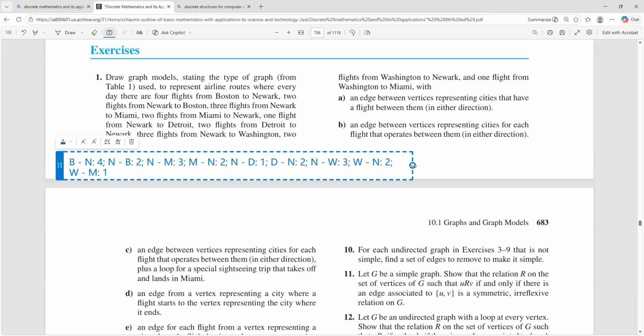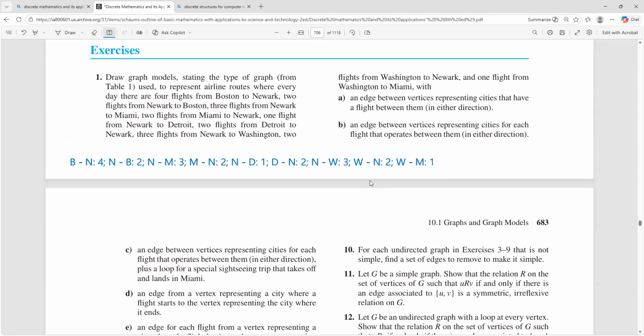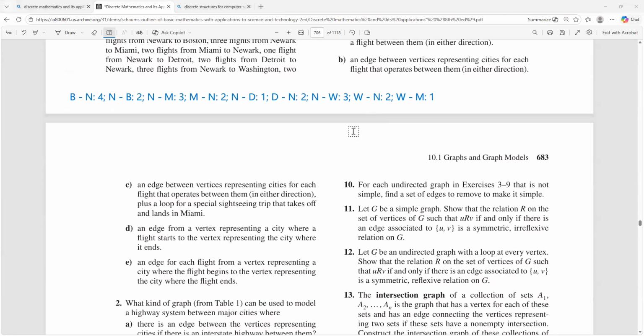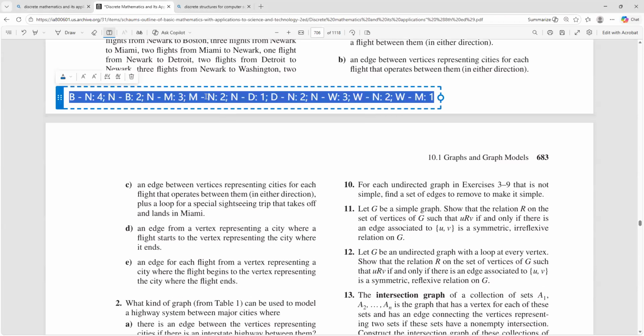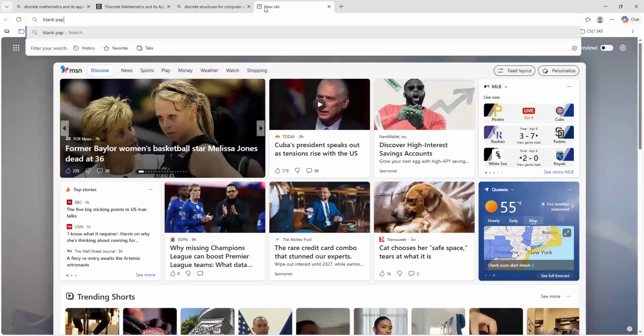Okay, I think I got it all. So correct me if I'm wrong, someone. All right, let's draw this out. Blank document PDF.